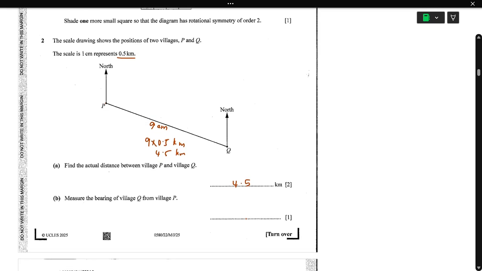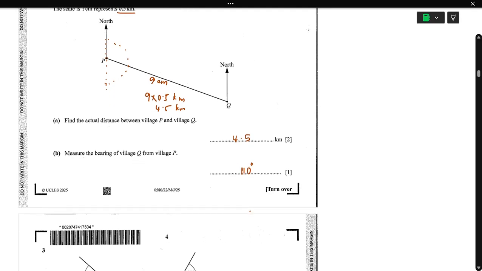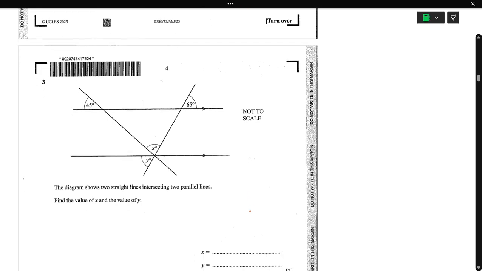Next, measure the bearing of village Q from village P. From here, P is marked here, so we need to keep the protractor this way. The protractor should be like this. We need to measure this angle, which is obtuse. When we measure with the protractor, we'll get the angle as approximately 110 degrees.